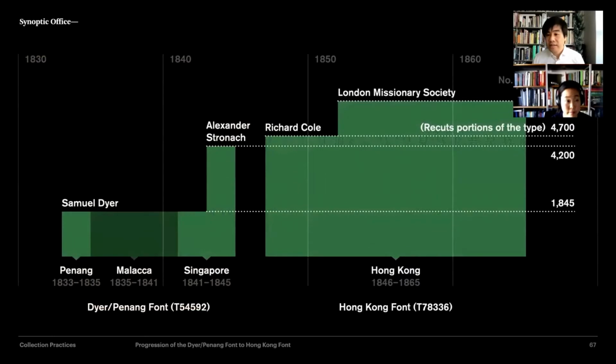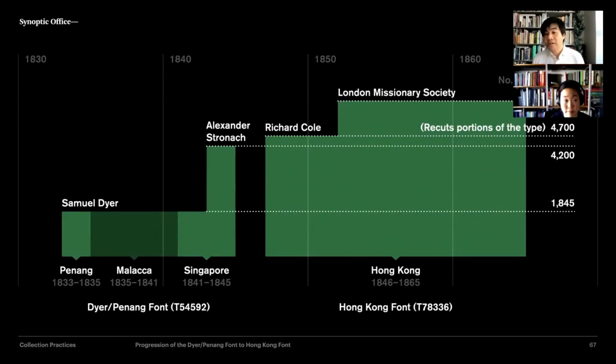So just looking at this on a historical level, Samuel Dyer starts his investigations in creating a Chinese font in Penang in the 1830s. This typeface, from beginning to completion, took over 30 years. Dyer dies in Singapore. His work gets handed over to Alexander, who tries to complete it, but he increases the number of characters. The press is transferred to Hong Kong, and that's when Richard Coe takes over, and he recuts a large portion of the typeface. And so this is why there's this historic distinction between what is known as the Dyer font versus the Hong Kong font, but they're actually related. One is the predecessor of the other.